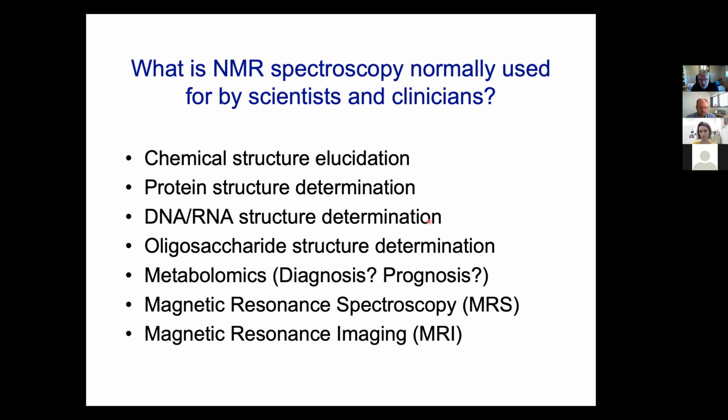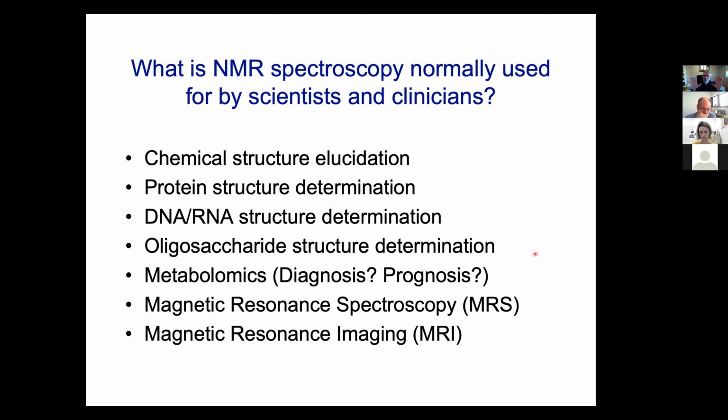And then once that was developed, people also realized you could use this to look at DNA and RNA structure. And so many DNA and RNA structures are also determined by NMR spectroscopy because some of them just simply don't crystallize. And then oligosaccharide structure determination. This is also a technique or an area where NMR is being very, very powerful.